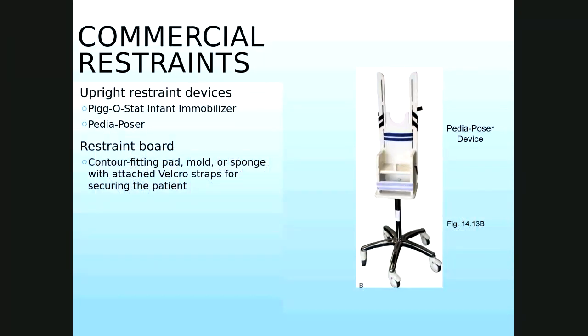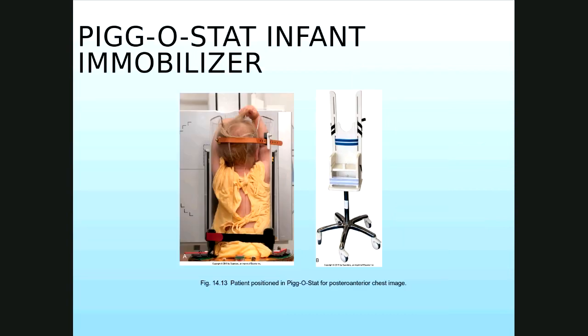There are some commercial restraints on page 161. You can see that PediaPoser, that and the Pigastat, which is right next to it, are considered upright restraint devices. The PediaPoser and the Pigastat are typically done for chest x-rays. We'll go there real quick.